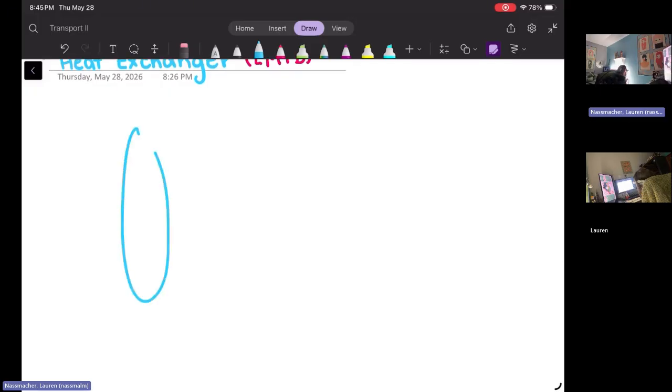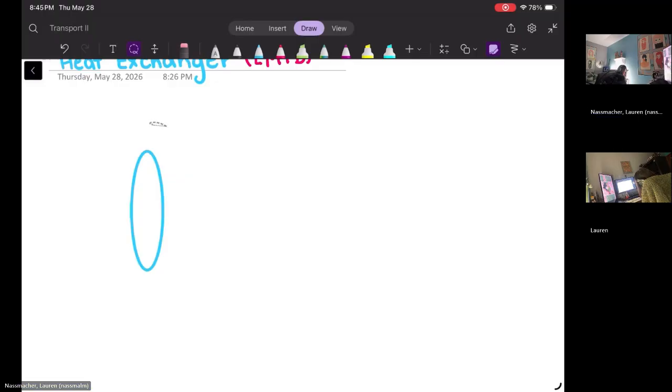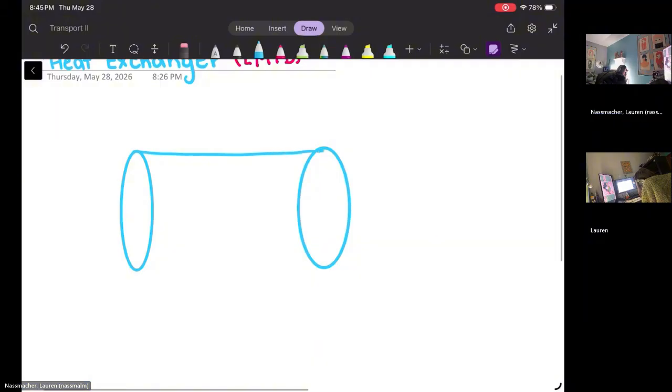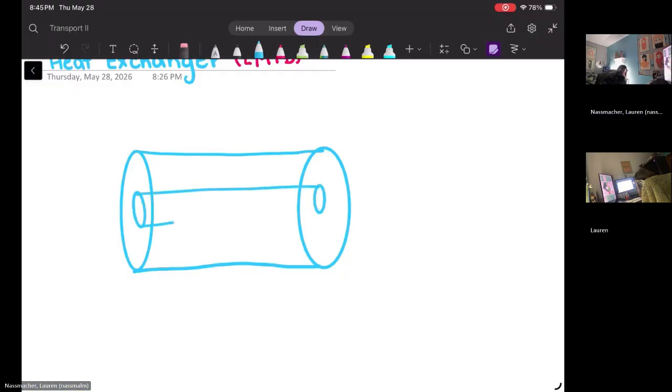Can I just draw a cylinder and it'll draw it for me? Nope, that's a square. Okay. All right, here's our heat exchanger. Beautiful. Gorgeous. It's not really, I mean, I guess if you look at it, it's got perspective. Whatever.